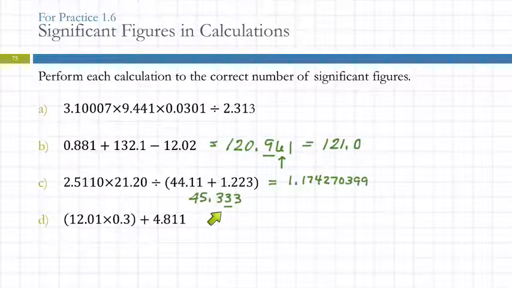I underline the last significant figure so that when I'm looking at the multiplication, this times this and then divided by this, I can see how many sig figs this would have. This number has 4 significant figures. This one has 4, and this one has 5. So I'm going to round my answer to 4 significant figures. 1.174. Any questions?